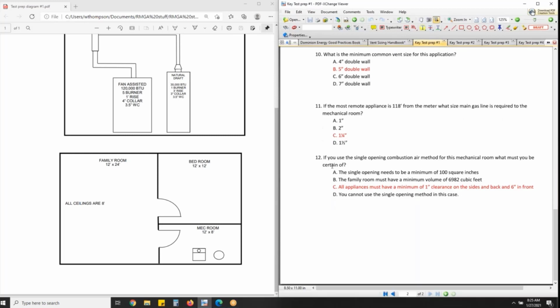And the last one on this, if you use a single opening combustion air method for this mechanical room, what must you be certain of? That'd be C, all appliances must have a minimum of 1-inch clearance on the sides and back and 6 inches in the front. And you can find that right in the book.